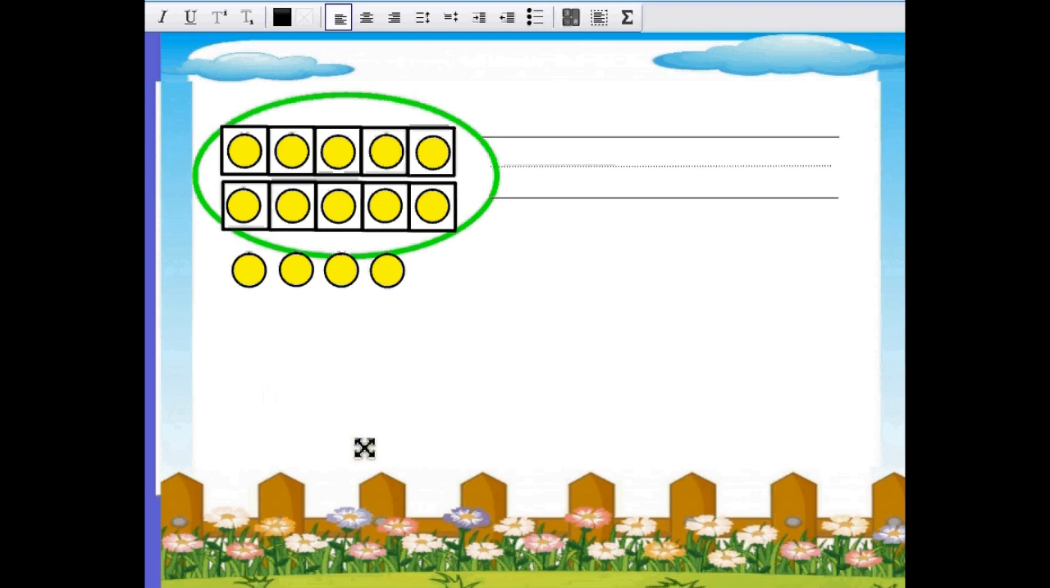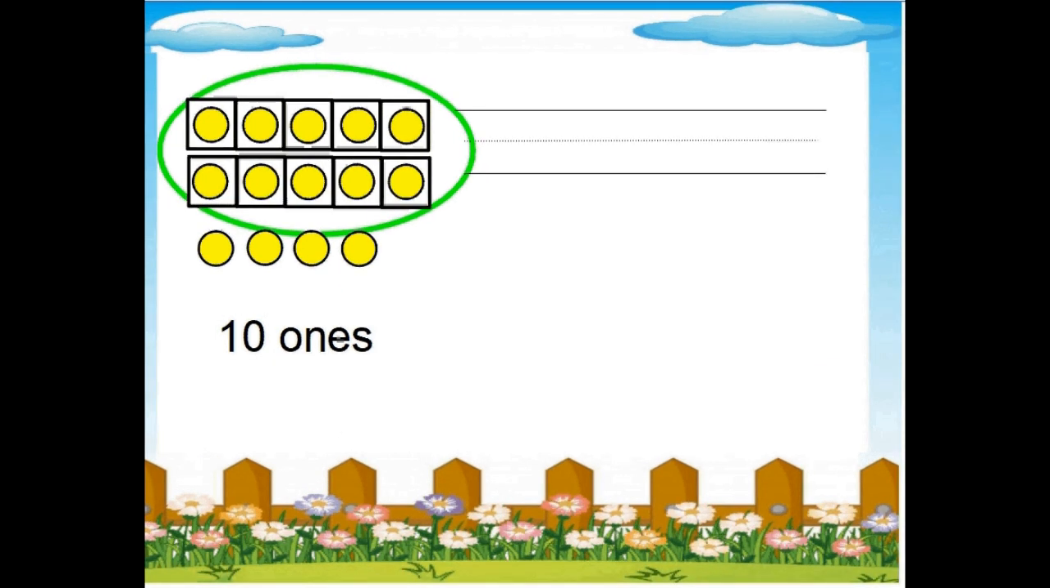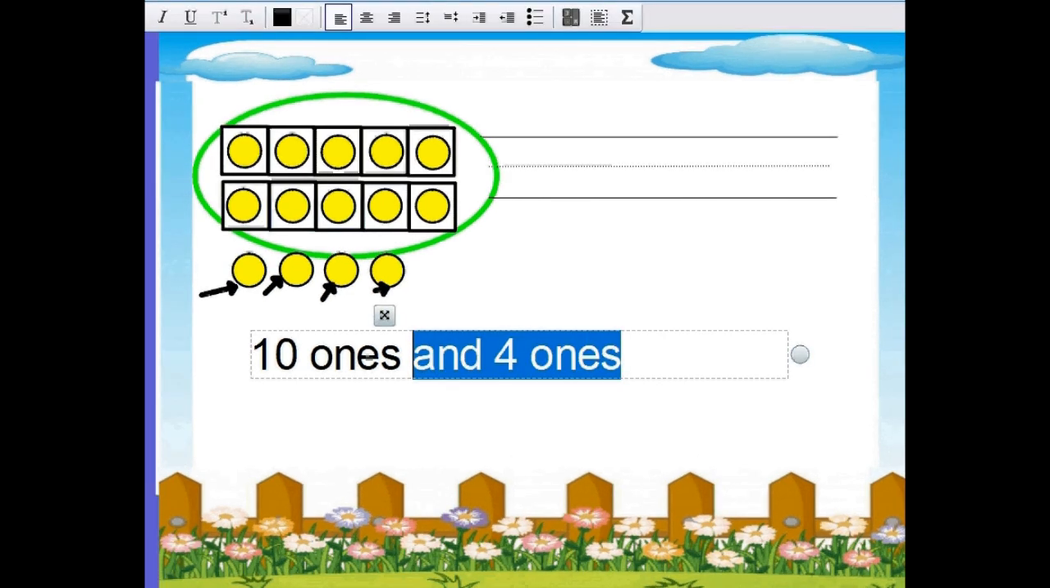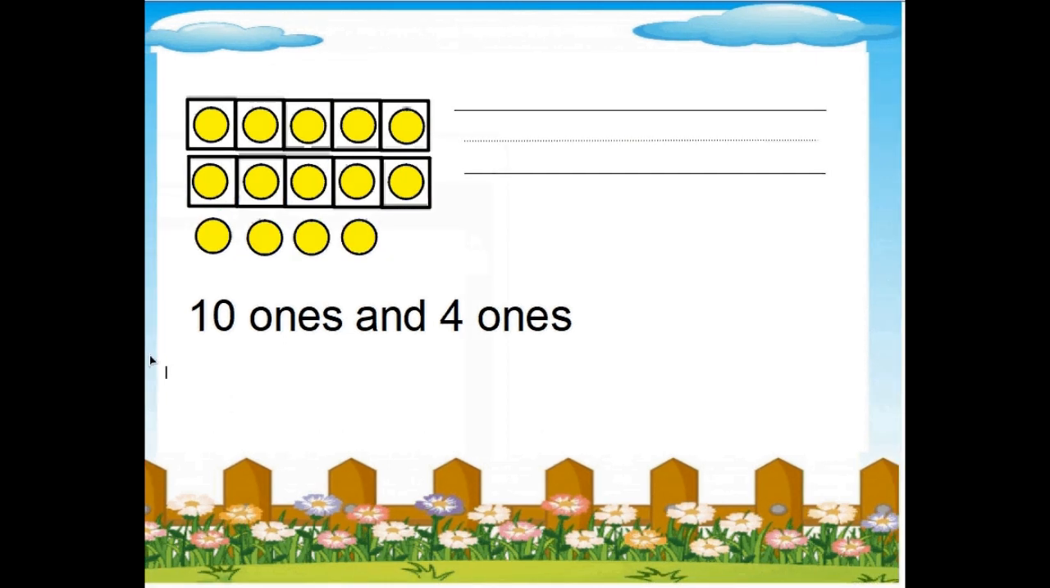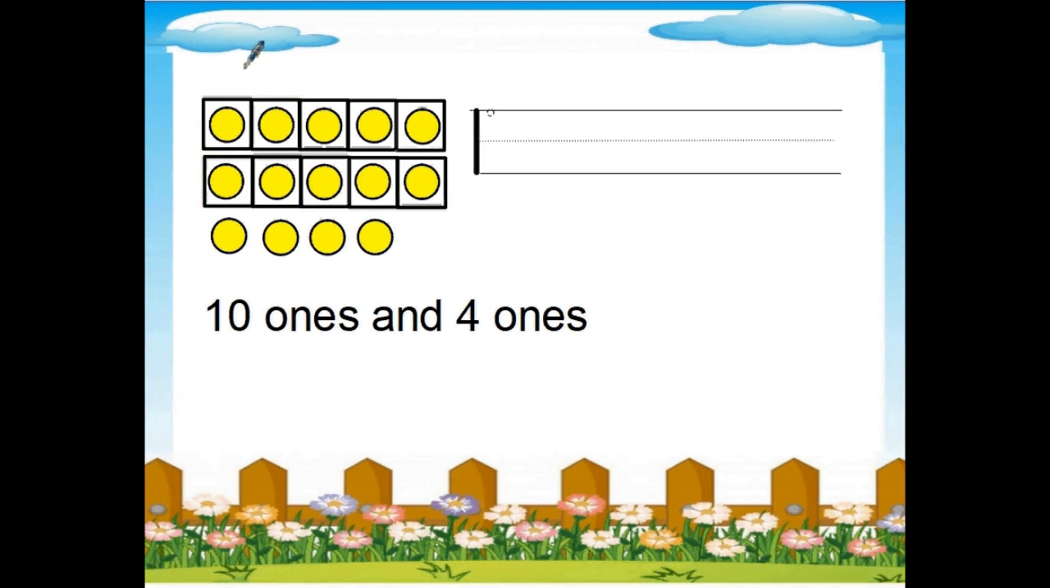I can show 10 counters in the 10 frame to model 10 ones and 4 more counters below, 1, 2, 3, 4, to model 4 ones. So number 14 has 10 ones and 4 ones. I can write the number 14 as a 1 and a 4 right next to it.